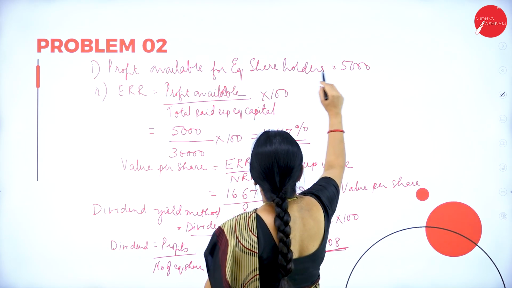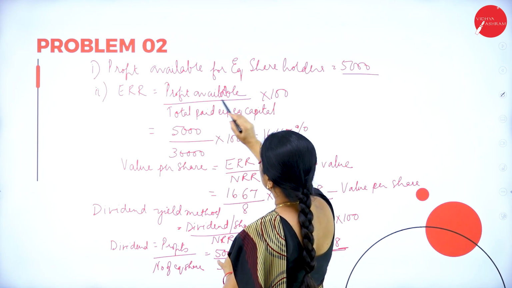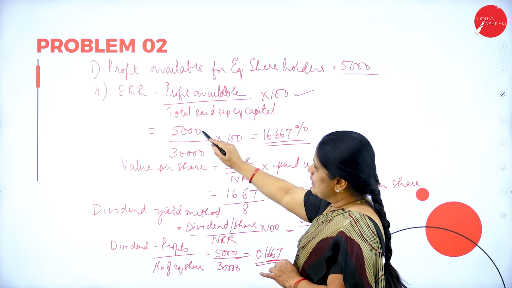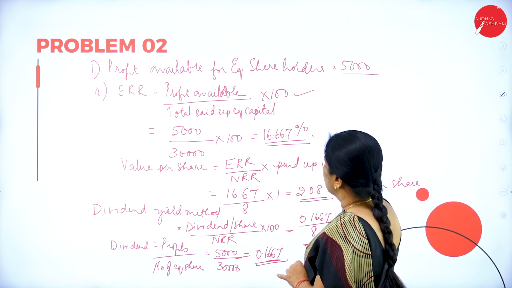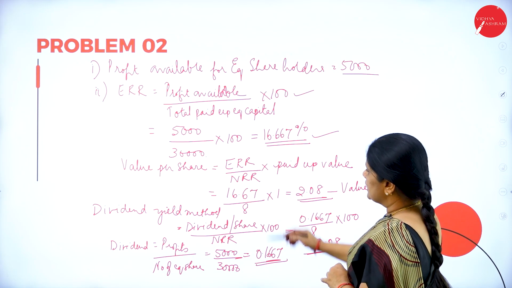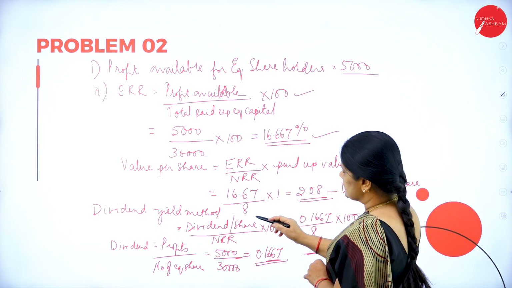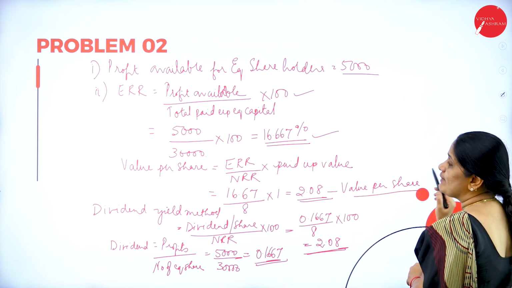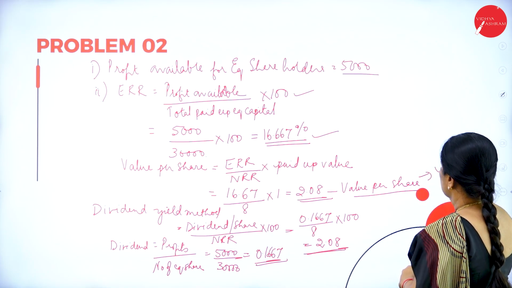So, the profit available for equity shareholders is rupees 5,000. The ERR equals profit available by total paid up equity capital into 100. So, the profit available is 5,000 divided by total paid up equity capital 30,000 into 100. I get 16.667%. The value per share is ERR by NRR into paid up value. That is 16.67 divided by 8 into 1, that comes up to 2.08. This is the value per share as per the yield method.